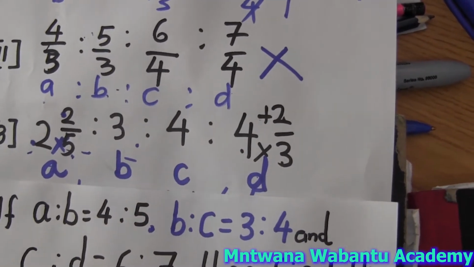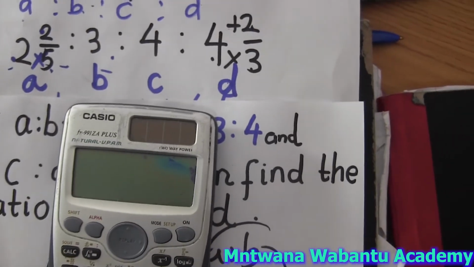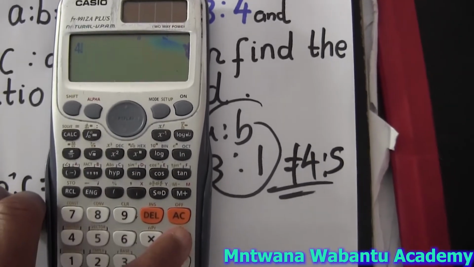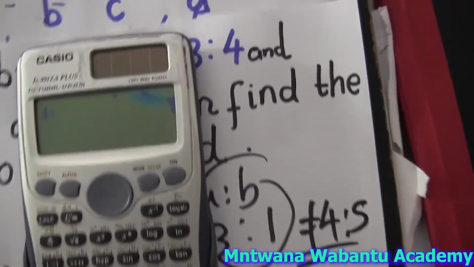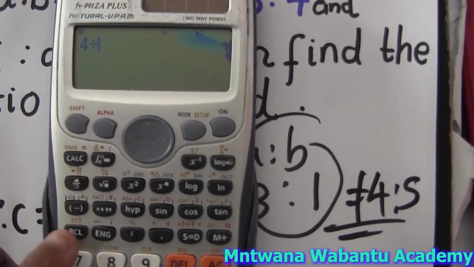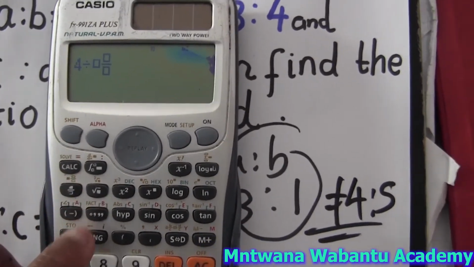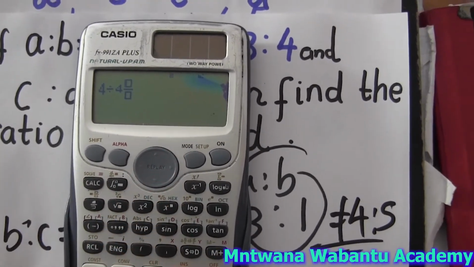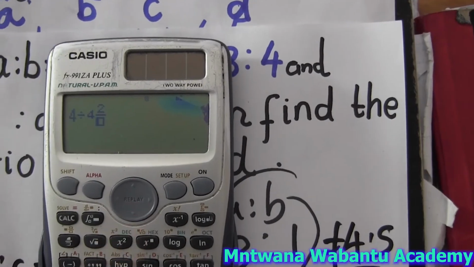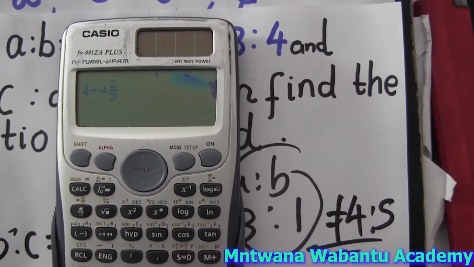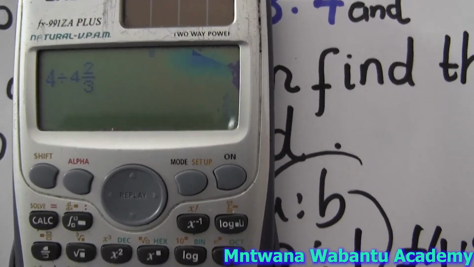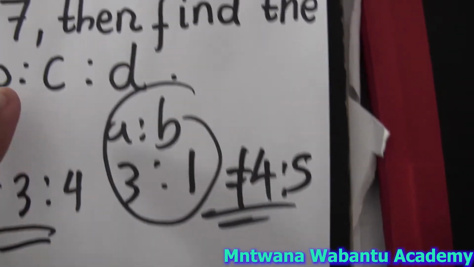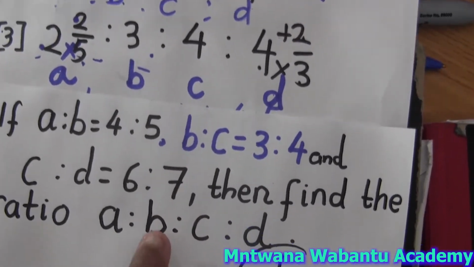Now we want to go for the last one, CD: 4 divided by 4, 2 over 3. I come here and say 4 divided by, this is a mixed fraction, so you go shift and then click that one, and put 4 at the top, and 2 at the bottom over 3, and we get 6 over 7. Yes, so it's true also. The third one is 6 over 7.